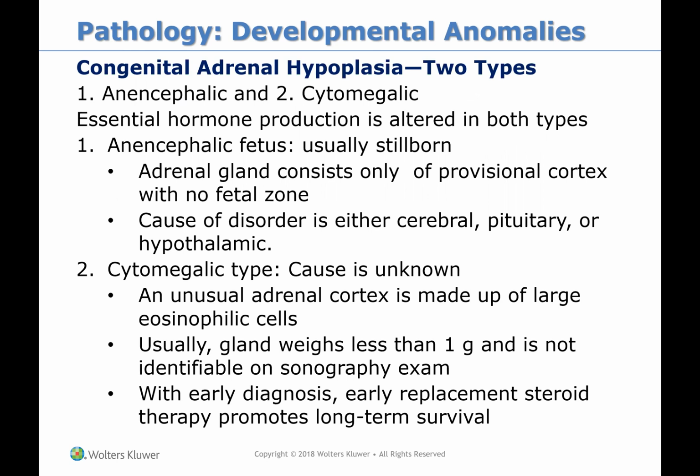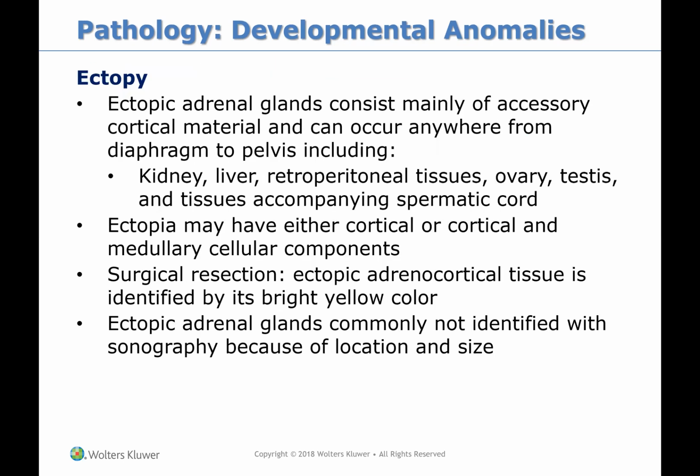So, with adrenal hyperplasia, anencephalic fetuses, which we'll talk about in OB, the adrenal gland consists only of provisional cortex with no fetal zone. Cytomegaloid type causes are unknown and unusual. The adrenal cortex is made up of large eosinophilic cells. So this is when the adrenal glands do not develop correctly. Ectopic adrenal glands consist mainly of accessory cortical material and can occur anywhere from the diaphragm to the pelvis.